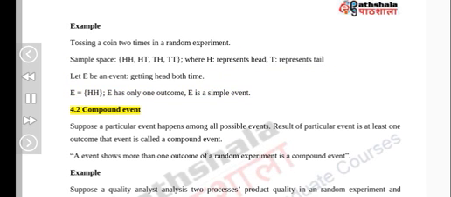4.2 Compound event. Suppose a particular event happens among all possible events. If the result of the particular event is at least one outcome, that event is called a compound event. An event that shows more than one outcome of a random experiment is a compound event.